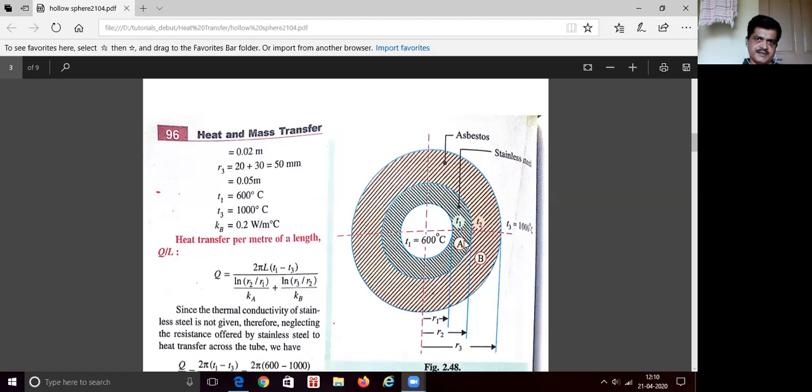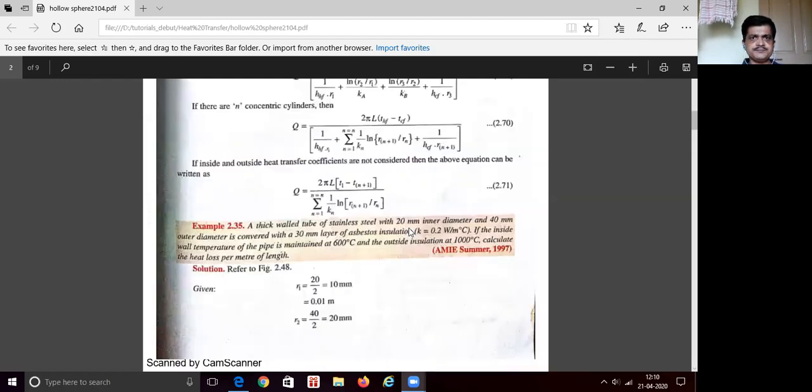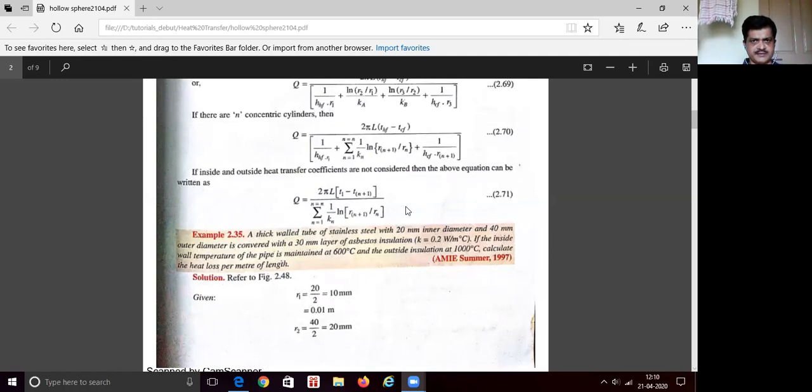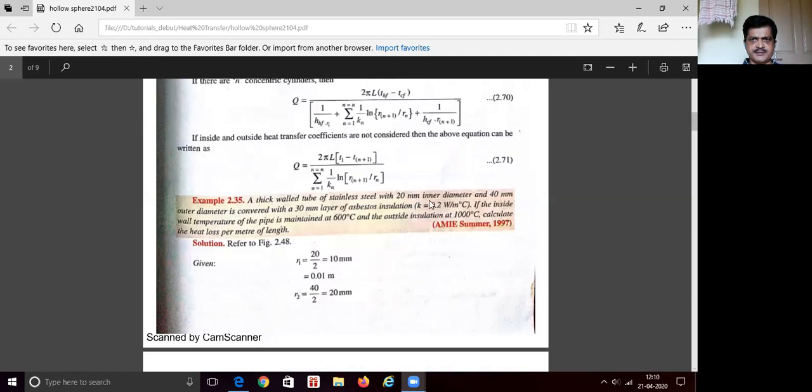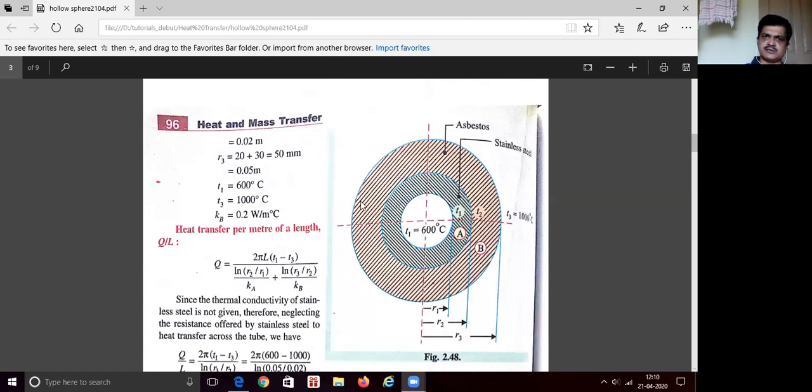There are 2 layers, A layer and B layer, and inside temperature is 600 degrees centigrade, outside temperature is 100 degrees centigrade, and the convection is neglected here, and the radii are calculated. R1 is how much, R2 is how much, and R3 is how much. Because stainless steel inner diameter and outer diameter are given, you can calculate the inside radius, outside radius, all those things. T1 is known, T2 is known, T3 is known, and you can apply this formula.